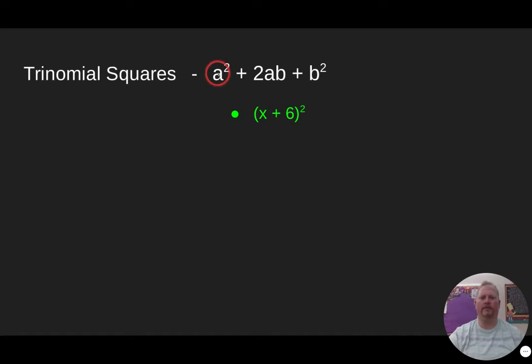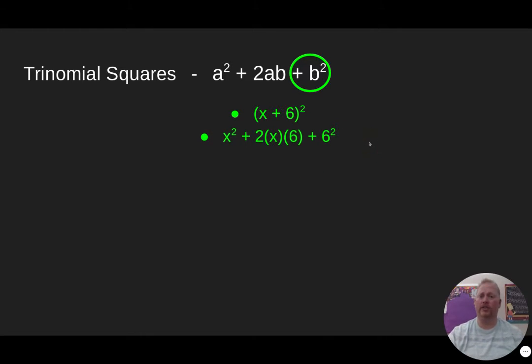If we follow this formula kind of like a roadmap, the first thing I do is square the a term. So square the very first thing. So that becomes x squared. Then it says take 2 times your a term times your b term. So I did 2 times x times 6. And then the last part says just take your second term and square it. So 6 squared.